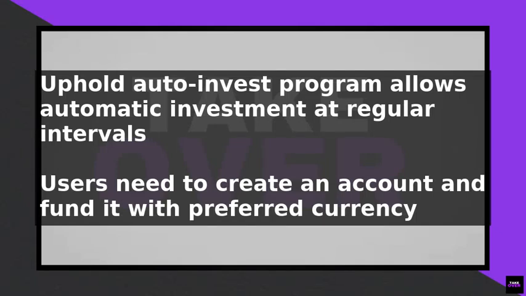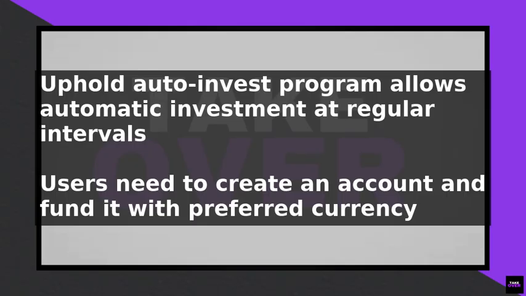The Uphold Auto Invest program is a feature that allows users to automatically invest a fixed amount of money at regular intervals in a portfolio of their choice. To get started, users need to create an account on Uphold and fund it with their preferred currency.